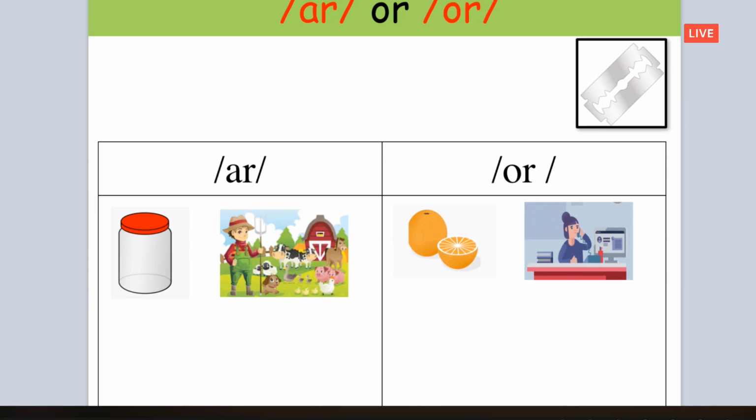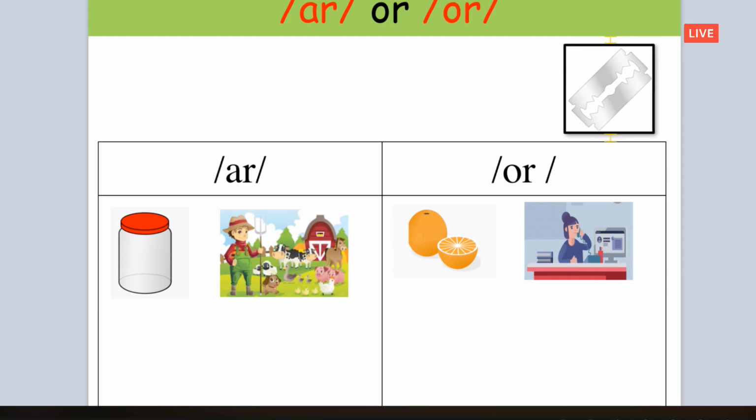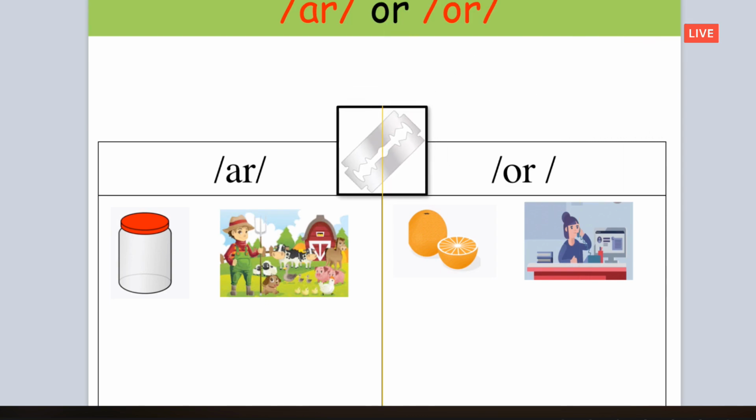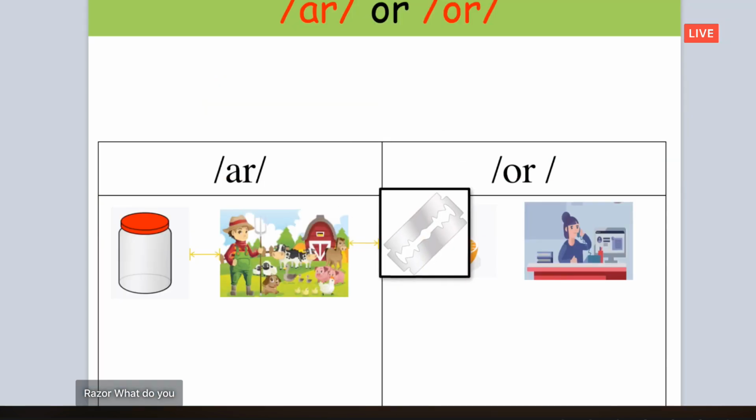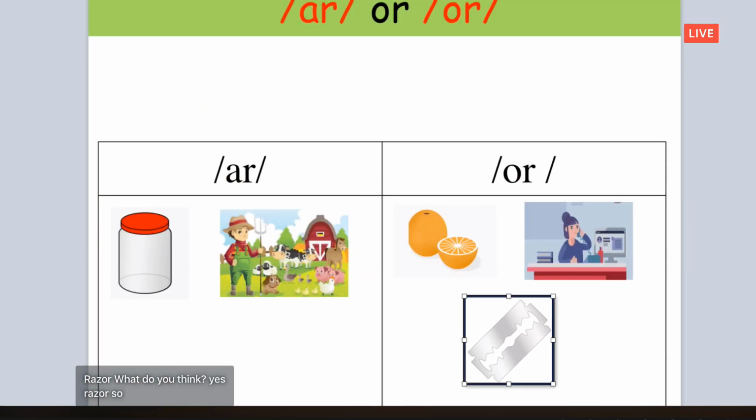Remember, I usually take these away from you because we do not want you to harm yourself with a razor. Razor. Right, sharp edges. We continue to tell you don't play with these sharp edged tools. So let's see. Is it razor or razer? What do you think? Yes, razor. So it goes with our OR words. Wow, you're getting the hang of this. I am so glad that you're able to learn.